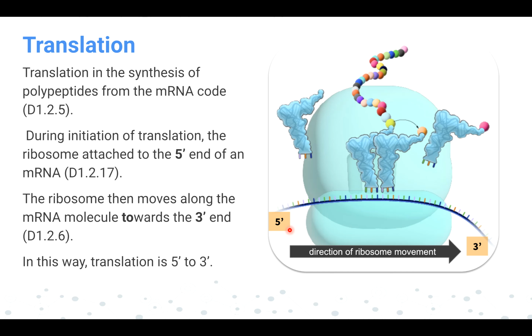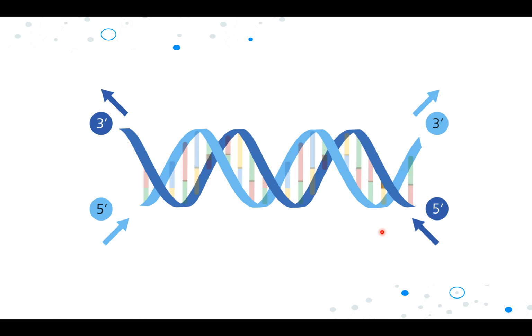But in the case of translation, what is happening? Translation is the synthesis of a protein from the mRNA. During initiation, the ribosome attaches to the 5' end of the mRNA. So this is 5', and the ribosome is attached to this particular end. The ribosome then moves along the mRNA towards the 3' end. In this way, the translation direction is 5' to 3'. Like this, the direction is moving this side. So the ribosome is moving towards the 3' end of the mRNA so that the process can go on. This is the direction.